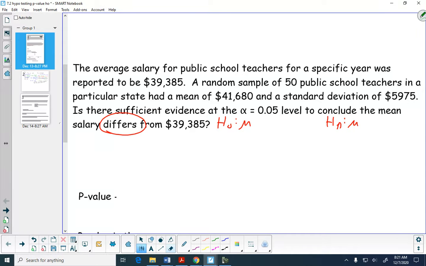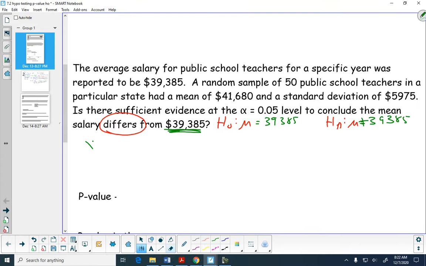Tyler Ramsire, what would be your null and your alternate? Let's start with your alternate hypothesis. What would be your alternate hypothesis here? Mu is not equal to 39,385, since the mean differs from the 39,385, which means the null is mu equal to 39,385. Okay, so that's our mu value.